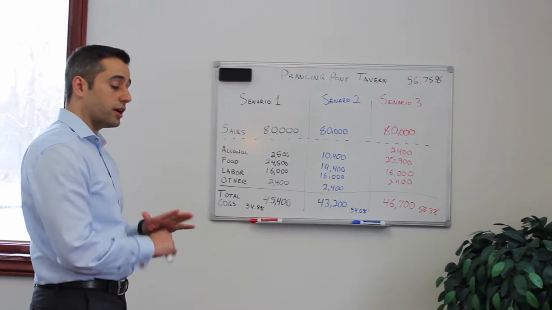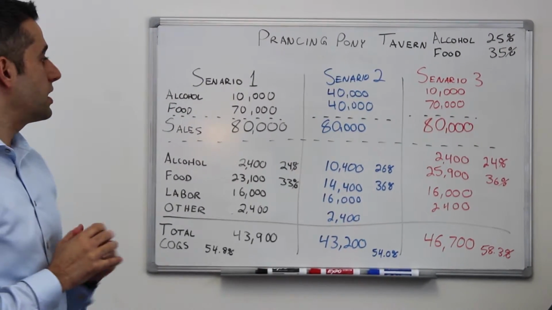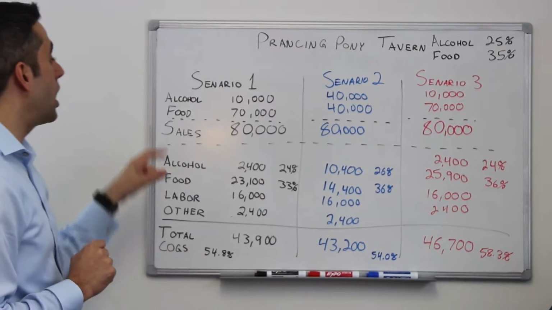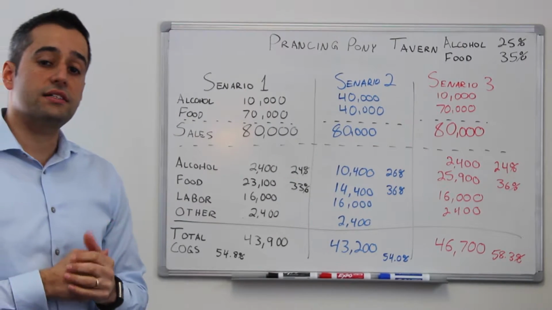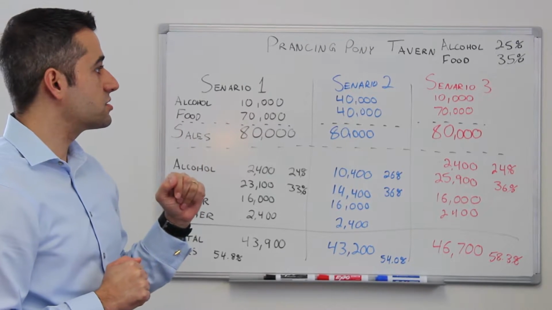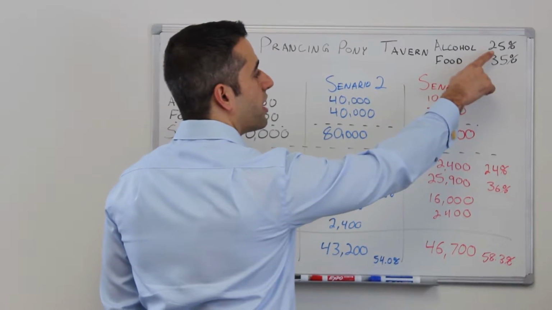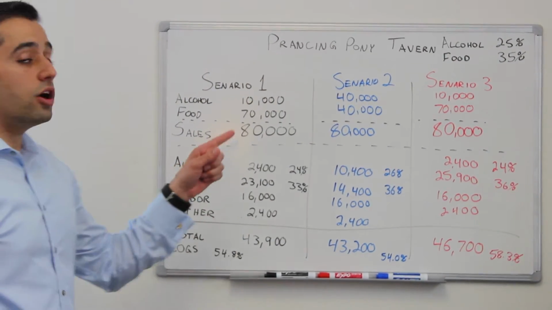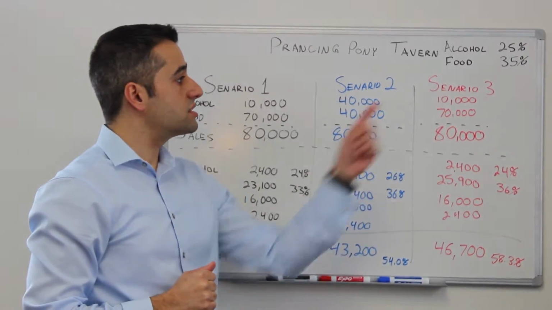Now, let's take another look. Okay, so here's what we have. We have broken out our income into profit centers. 2 of our profit centers for the Prancing Pony Tavern are alcohol sales and food sales. And we also have a target production cost for each of the profit centers. So our variable costs, or our production costs, need to be 25% for alcohol and 35% for food. So alcohol costs to alcohol sales need to be 25%, and food costs to food sales need to be 35%.